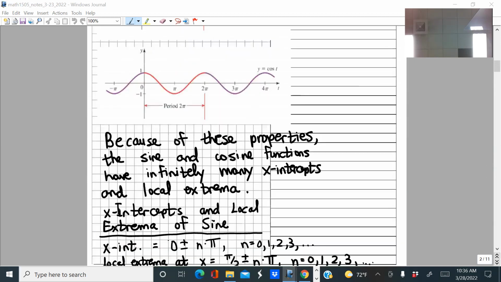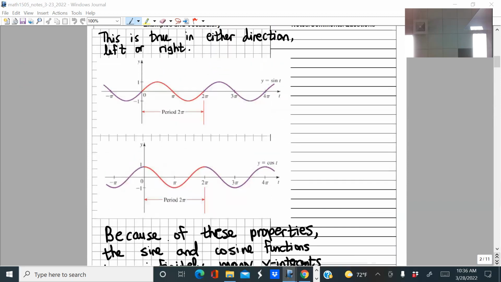If you look at the graphs of the sine and the cosine curve, you can see this very clearly. The sine curve starts at 0, so that's an x-intercept. And then you have another x-intercept every pi units. So at pi, it crosses the x-axis again. Sine of pi is 0, sine of 2 pi is 0, sine of 3 pi is 0, and so on and so forth. For the cosine curve, however, the first x-intercept is not until pi over 2. Remember, cosine of pi over 2 is 0. And then again, every pi units after that you get another x-intercept.